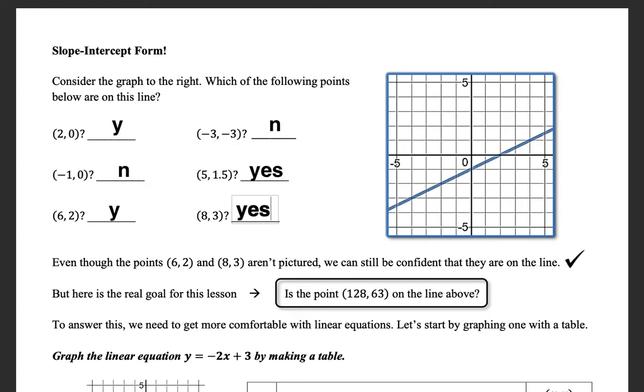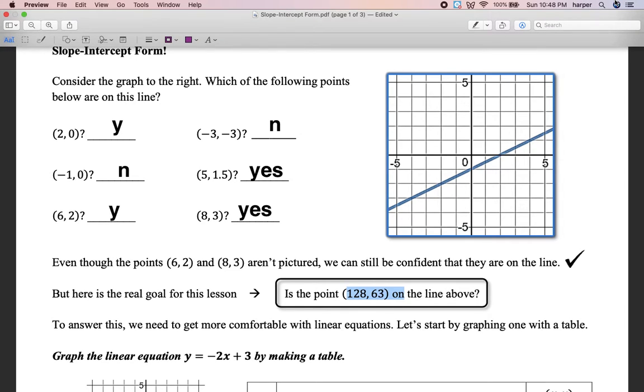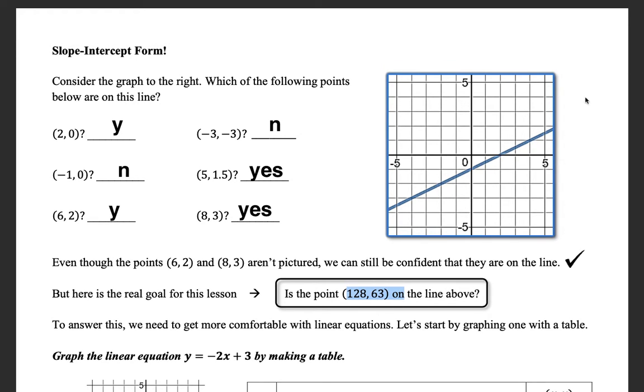But now we're going to learn how to tell if it's on this graph when it's these type of numbers. Of course, we could just draw the picture, but what if I give you an outrageous point like 128 and 63? Are you really going to go all the way to 128 and all the way up to 63 and see if this line travels on it? No. So let's learn how to actually find that out.